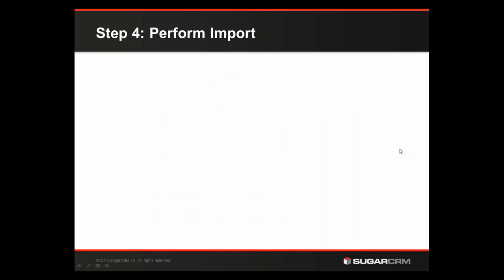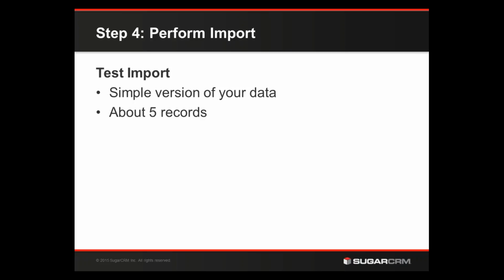Step 4 is to perform the import. But before you do, we always suggest you do a test, right? Don't import 20,000 records the first time out, right? Create a very simple version of your data. So if you're talking about a CSV file, take 5 rows of records, that's 5 records, and start off with that. Import it and then save your settings inside of Sugar.